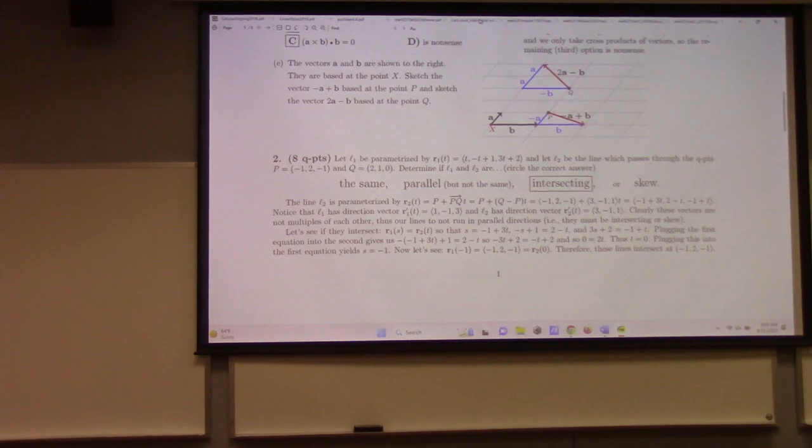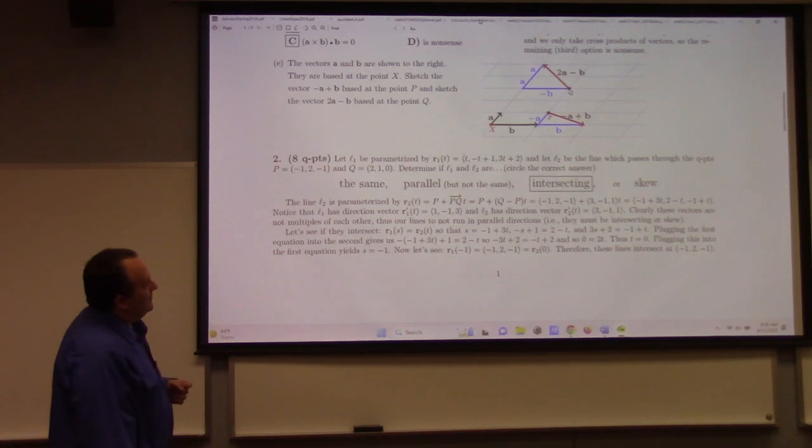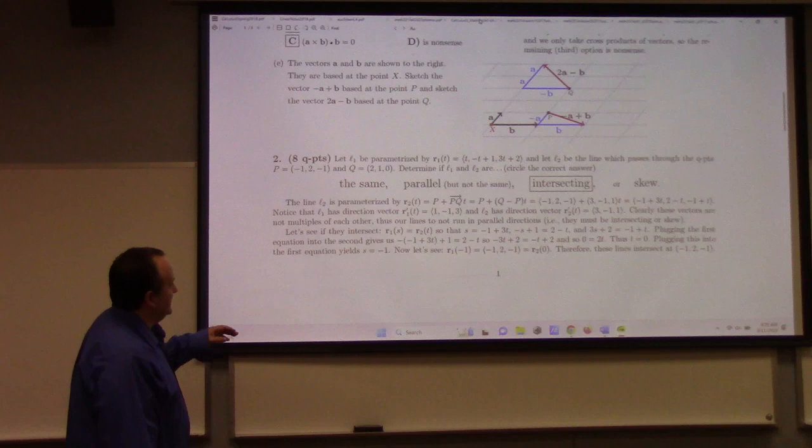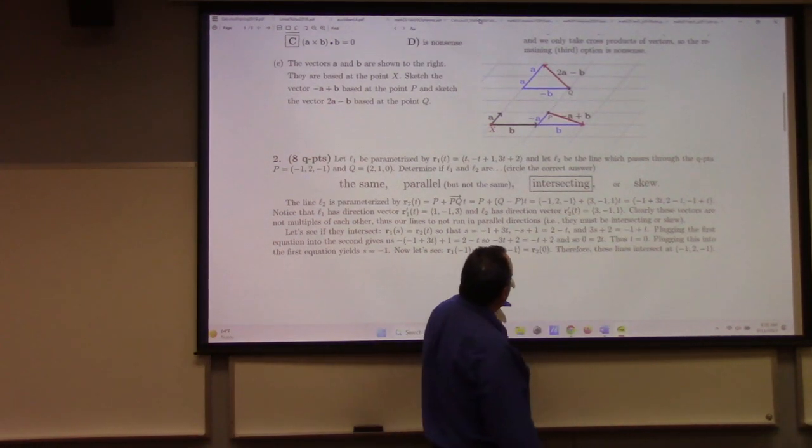Man, this problem's got so much in it, right? This one here, wow. It's like so much going on, right? So first of all, you got to parameterize the line that goes through the points P and Q, which is done here. And a lot of you did that correctly, I think.